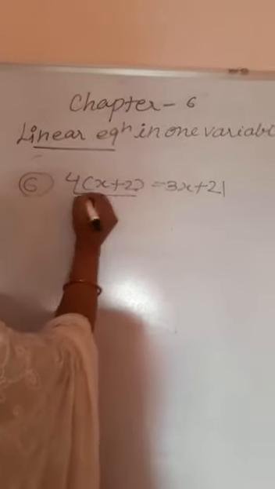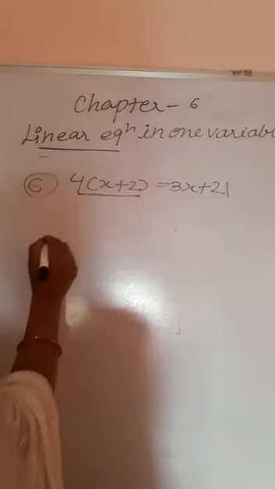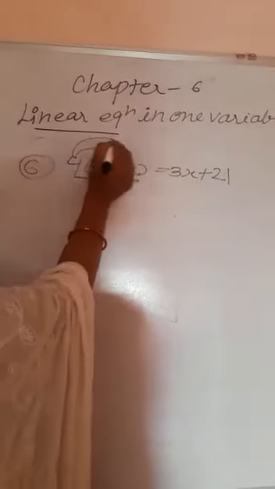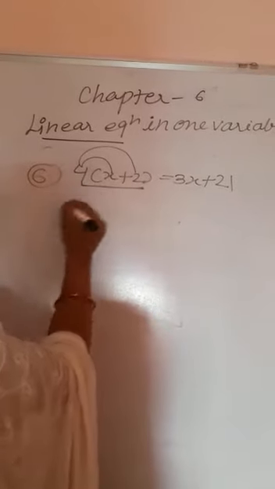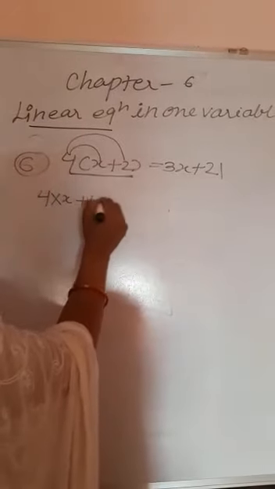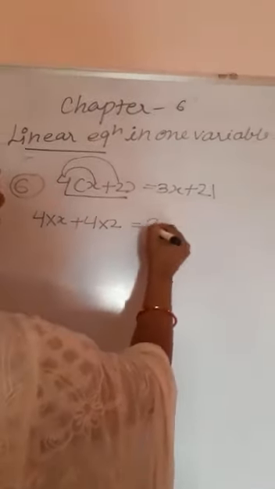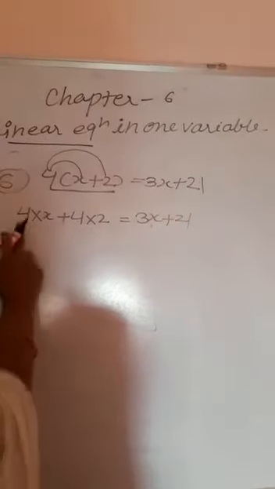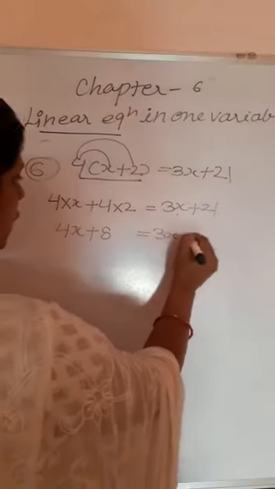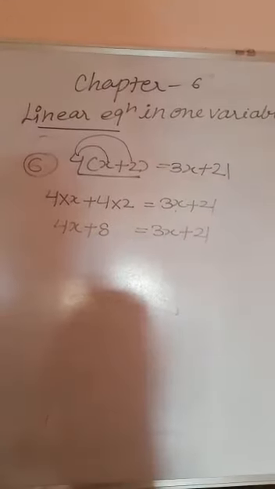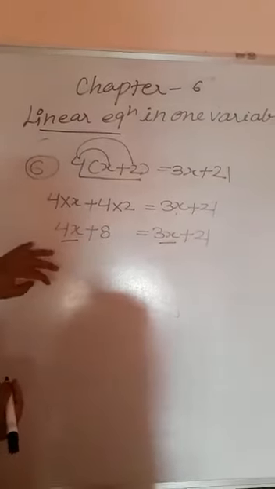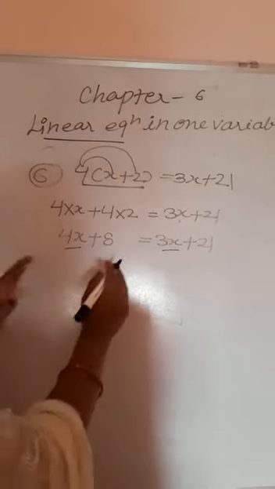In the case of this type of term, first we have to multiply 4 with x, again 4 multiplied with 2. 4 into x, apply plus sign, 4 into 2. Copy the LHS term as it is. Okay. 4x, 4 2s are 8. 3x plus 21. Okay.